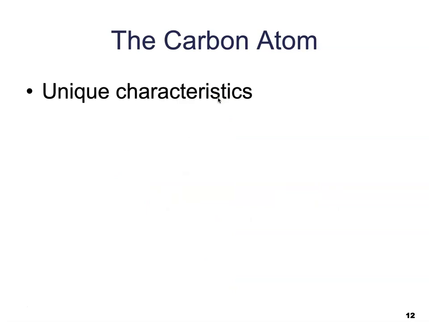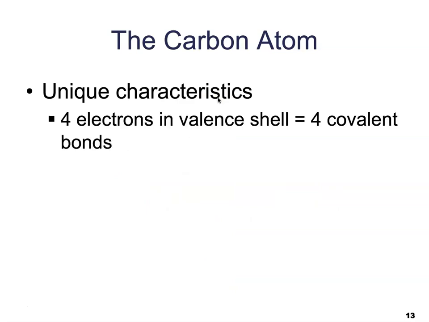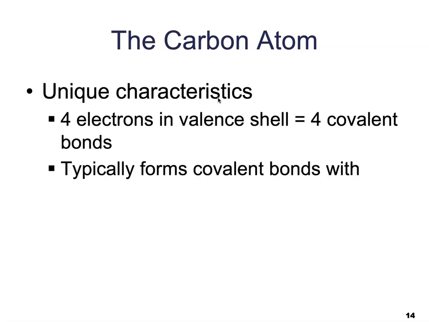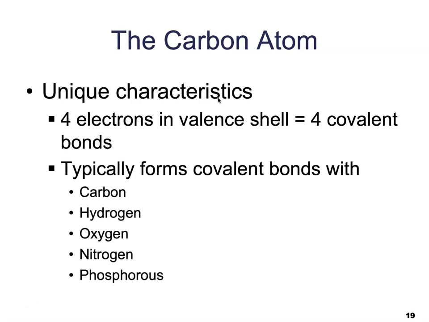Number 1, those 4 electrons in the valence shell are going to equal 4 covalent bonds. Now the interesting thing about this carbon atom is, yes, it forms 4 covalent bonds, and it can form those 4 covalent bonds with hydrogen, but it can also form them with carbon, hydrogen, oxygen, nitrogen, phosphorus, and sulfur.